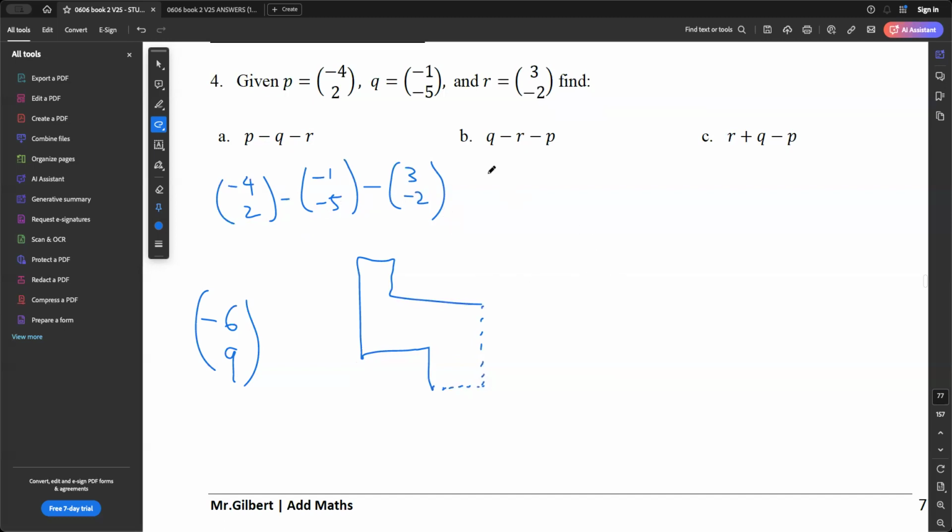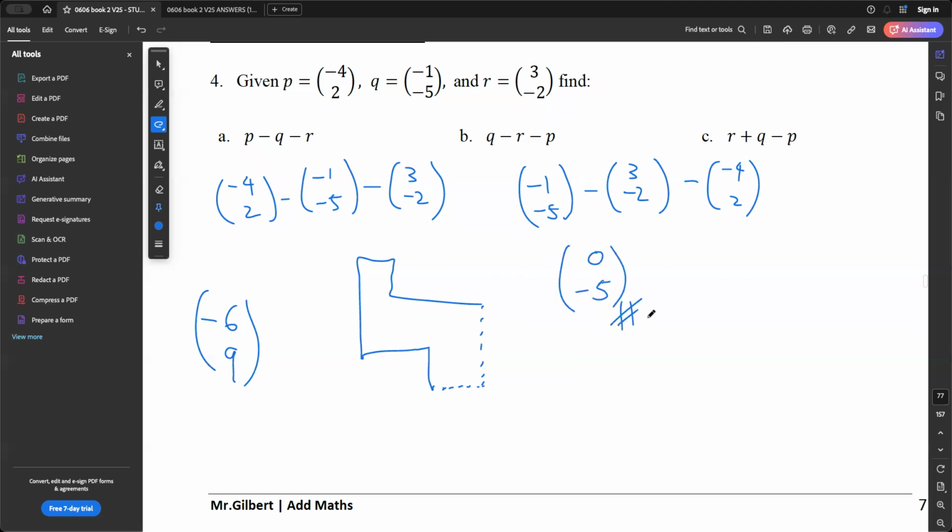Okay. So the next part also same concept. Negative 1, negative 5, minus 3, minus 2, minus P, which is negative 4, 2. So negative 1 minus 3 plus 4, this is 0. Negative 5 plus 2, negative 3 minus 2, which is negative 5. This should be your answer here.